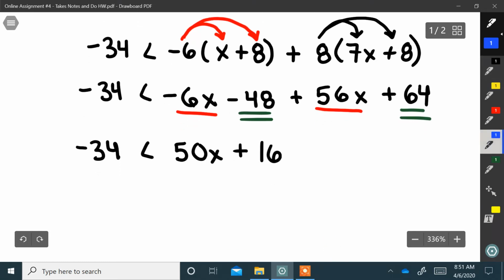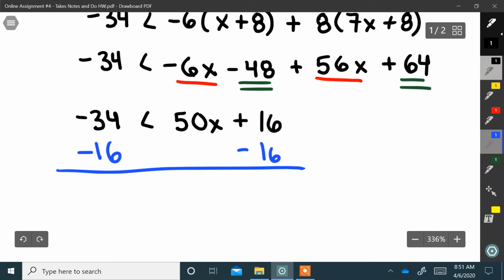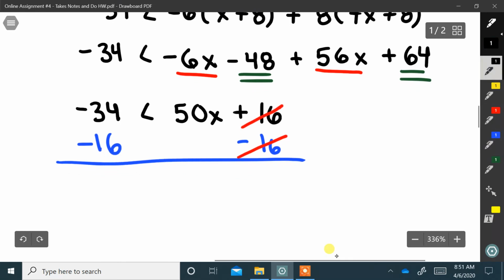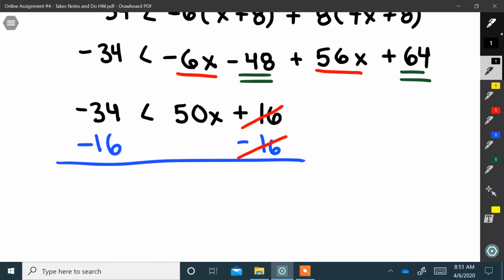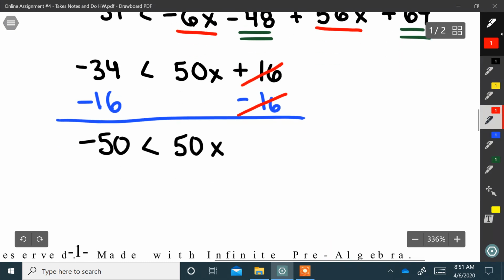Almost done here, guys. Final step, subtract 16 on both sides. Why do I do that? So that this guy and this guy will cancel. We got negative 34 plus negative 16. If you have two negatives, you're going to go ahead and add them together. And that, of course, is going to give you negative 50. Now we're going to go ahead and divide by 50 on both sides.